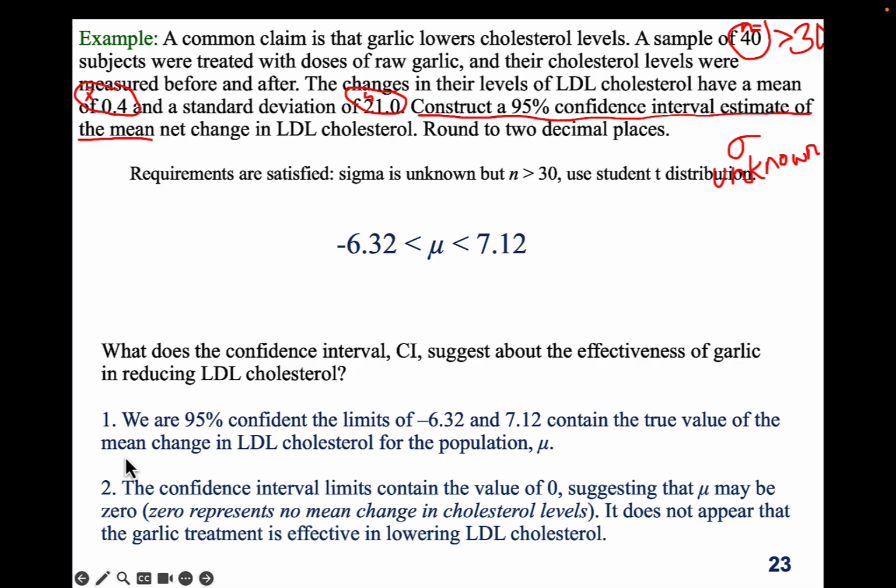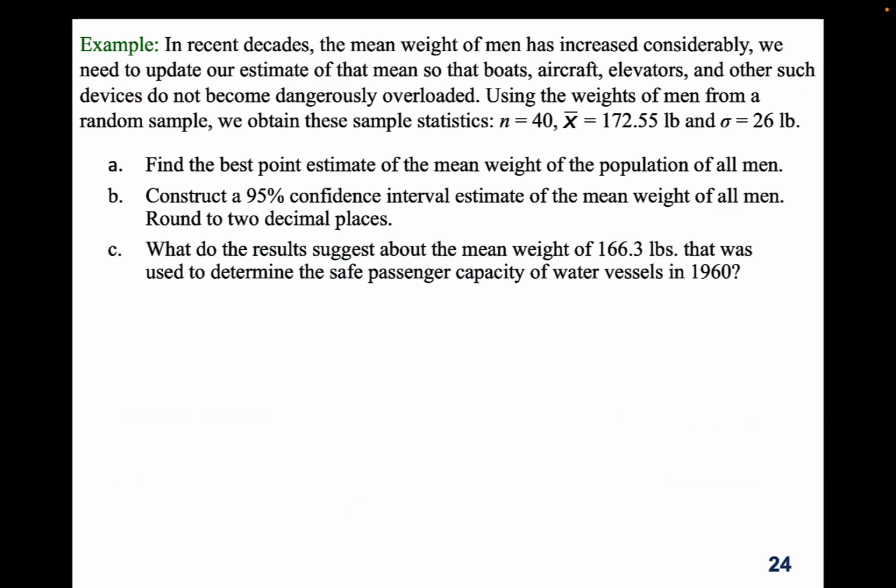Here we go. First thing was that interpretation. Second, we say the confidence interval limits contain the value of 0, suggesting that mu may be 0 itself. 0 represents no mean change in cholesterol level. So it does not appear that the garlic treatment is effective in lowering LDL cholesterol. All right, let's try another one.